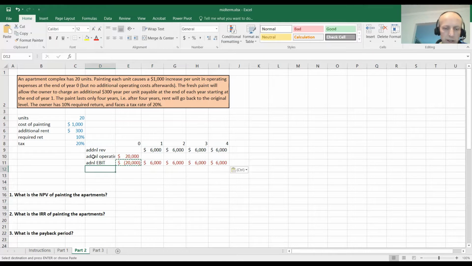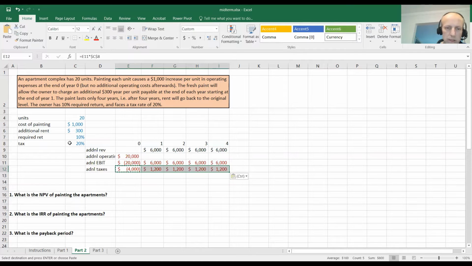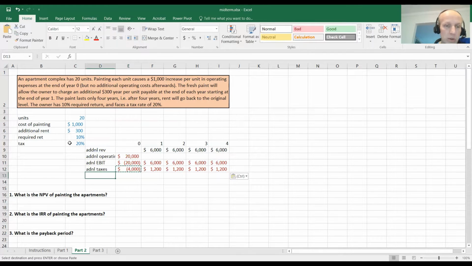Of course, this is going to generate additional taxes, which are at 20%. So let's put that in there. I'm going to lock that formula in. So additional tax, of course, in year 0 is negative, because we're going to save ourselves on our tax bill because we have this additional cost, which is going to reduce our taxable income, and we're going to save $4,000 on taxes. But in other years, we're going to pay an additional $1,200, 20% of the additional revenue.